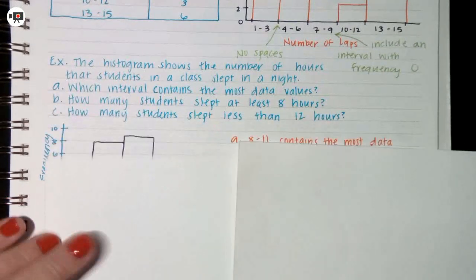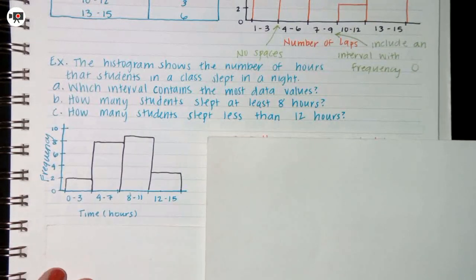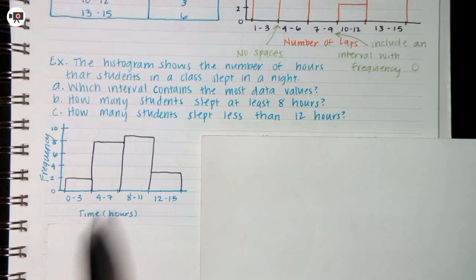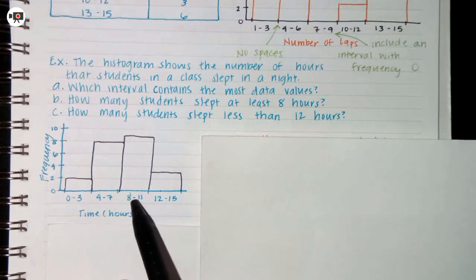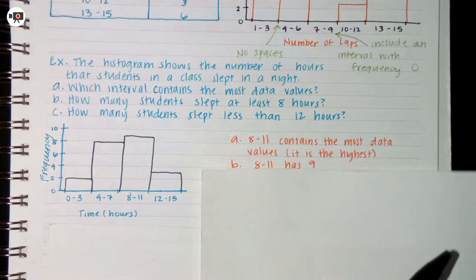The histogram shows the number of hours that students in a class slept in a night. Which interval contains the most data values? So, if we look here, we're going to look to see which interval contains the most data values. That's going to be the tallest, and the tallest is 8 through 11.